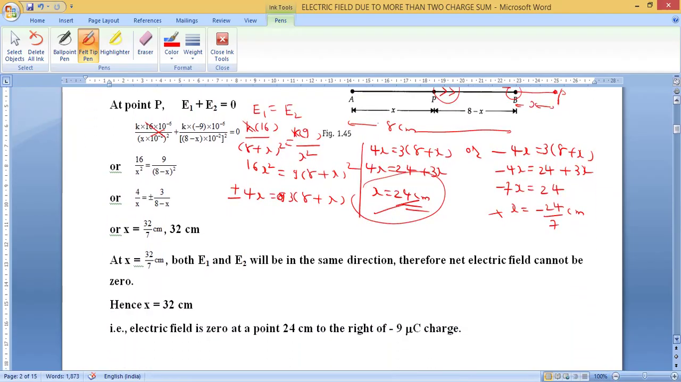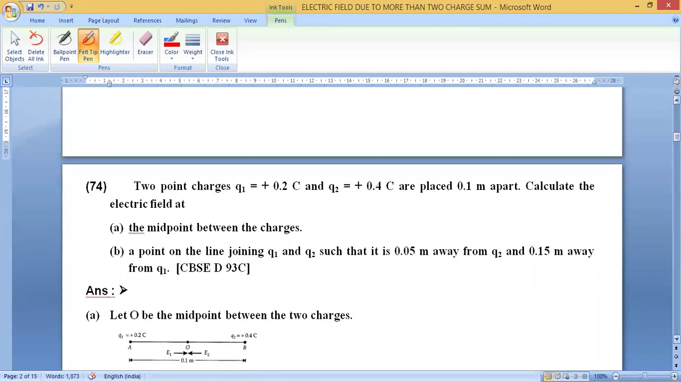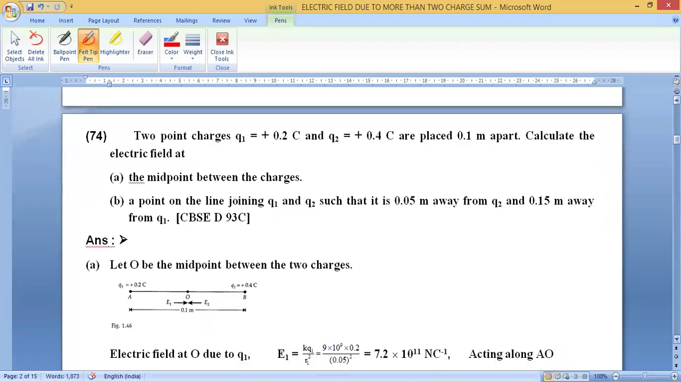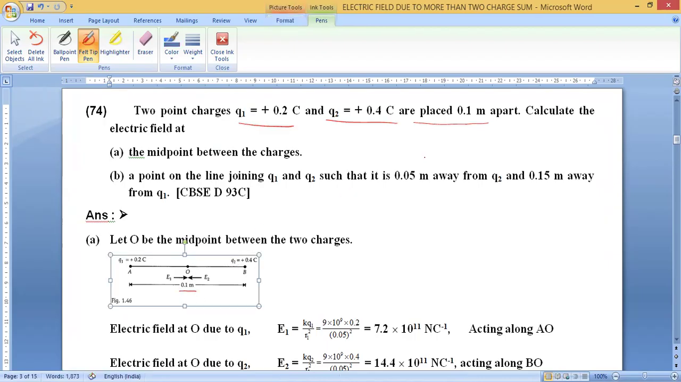Next, two point charge q1 equal to plus 0.2 coulomb and q2 equal to plus 0.4 coulomb are placed 1 meter apart. Here we take q1 equal to plus 2 coulomb and q2 is equal to plus 4 coulomb. Distance between them is 0.1 meter. Calculate the electric field at first A, the midpoint between them.